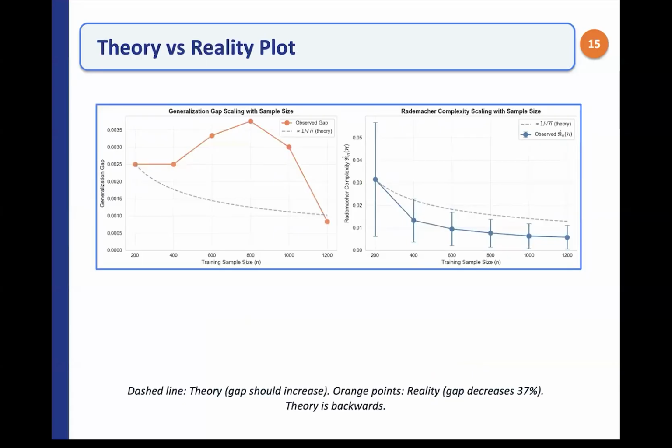This plot compares theory and reality directly. The dashed line is what theory predicts. As parameter count increases, the generalization gap should go up. The orange points are what we observe. As capacity increases from 785 to over 100,000 parameters, the gap actually goes down by 37%. So in this setting, the core qualitative prediction of classical theory is actually backwards.